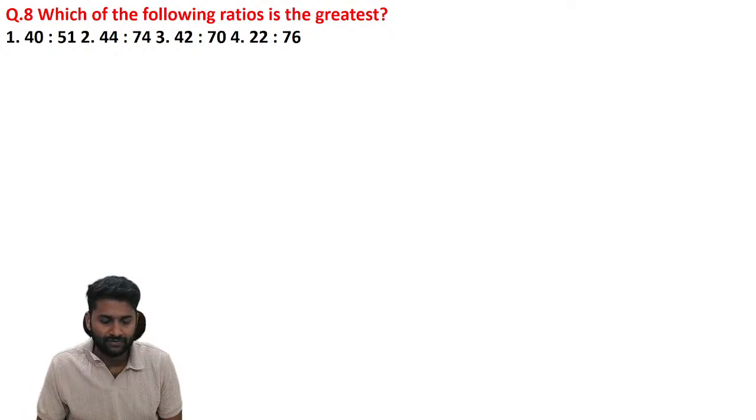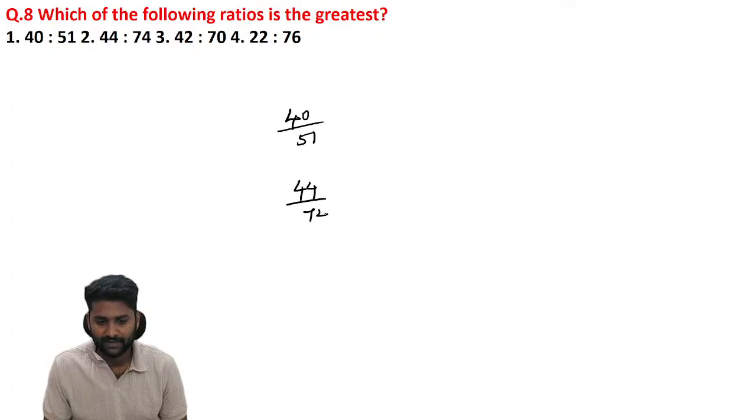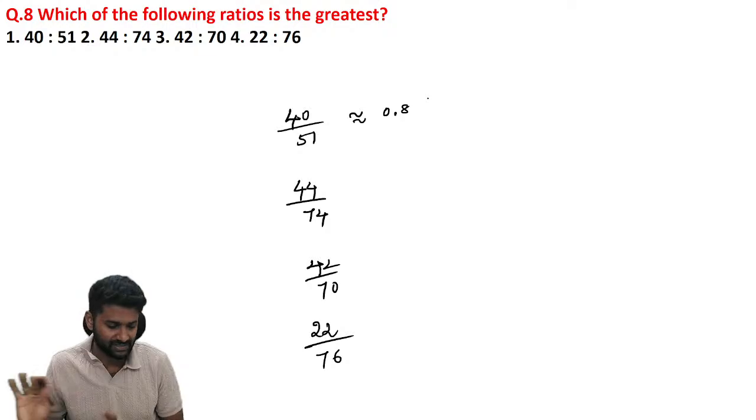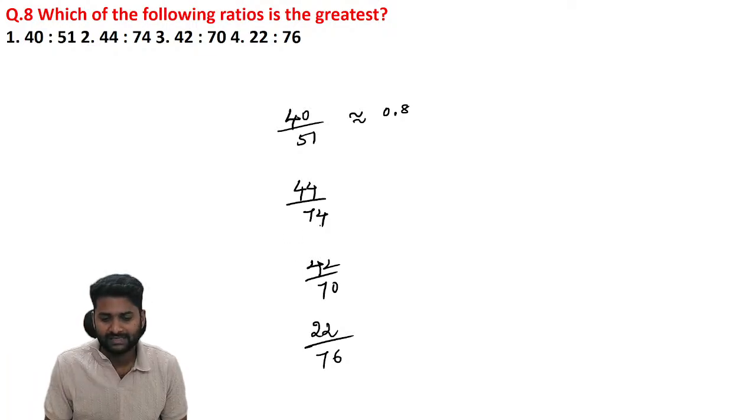Next. Which of the following ratios is greatest? See, 40 by 51, 44 by 74, 42 divided by 70, 22 divided by 76. So approximately, guys, the approximate value of 40 divided by 51 is all about 0.8 units.